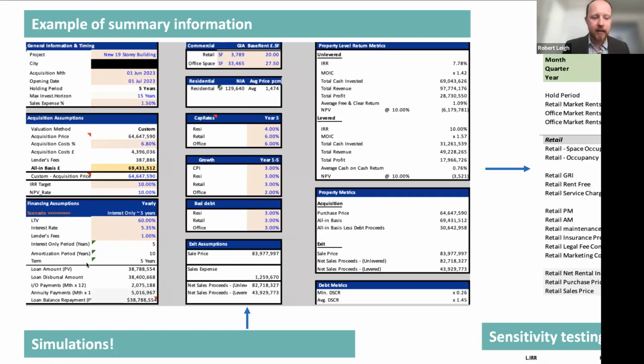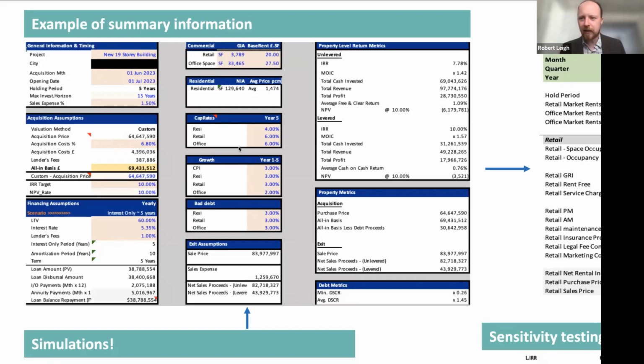We've got the financing assumptions, therefore showing the reviewer that debt's been included. Now, because this building has 3 different types, it's got residential, retail and office space, we have a variety of information in this one. So we've got cap rates for both residential, retail and office.